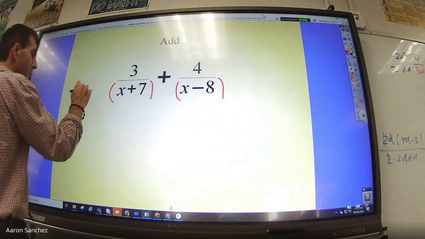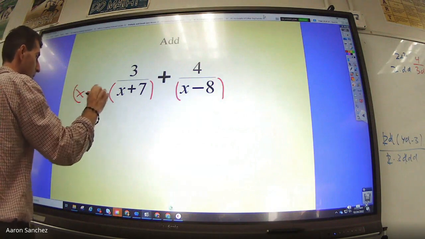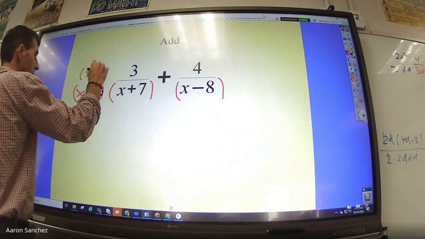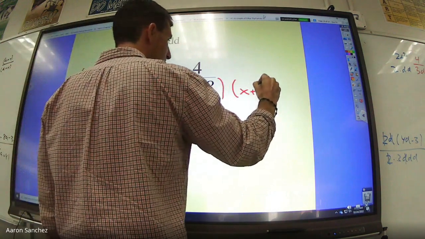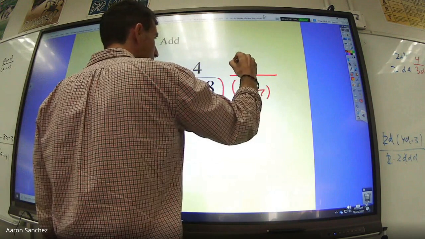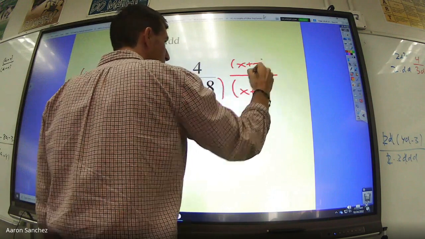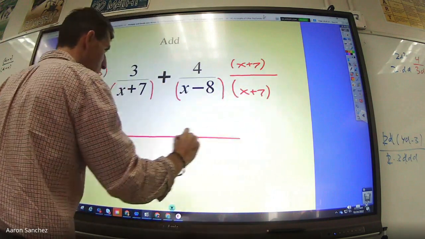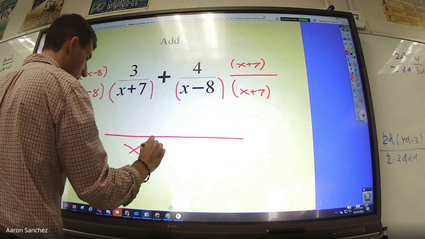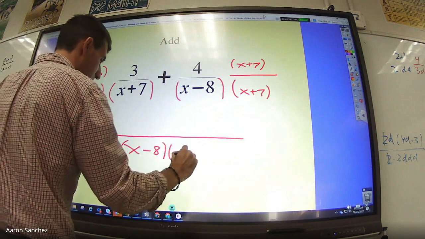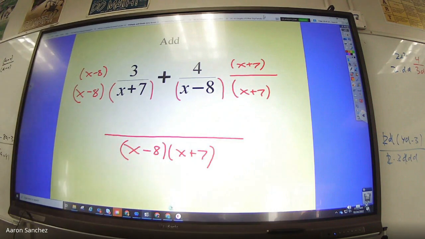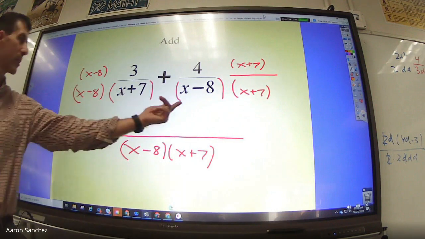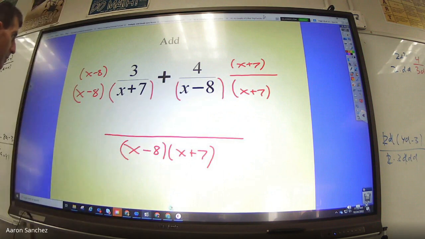Let's multiply this times x minus 8. Multiply this times x minus 8. Let's multiply this times x plus 7. And multiply this times x plus 7. I've got my common denominator, x minus 8 times x plus 7. I got to just multiply this times this and that times that.